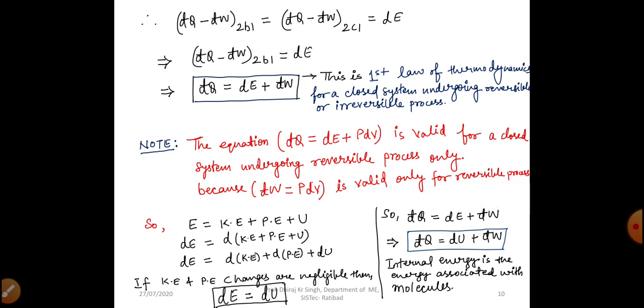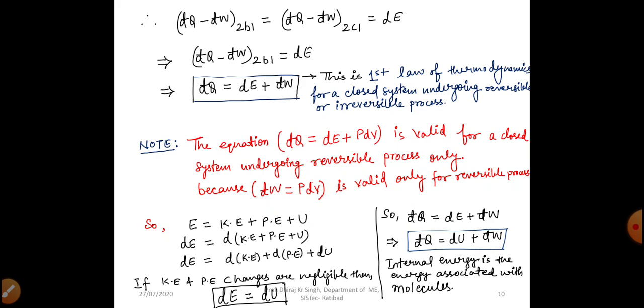So dear students, we can see here this E is our total energy, and total energy consists of kinetic energy, potential energy, and U, our internal energy. Internal energy is basically the energy associated with the molecules. So the change in total energy is equal to the change in kinetic energy, potential energy, and internal energy.